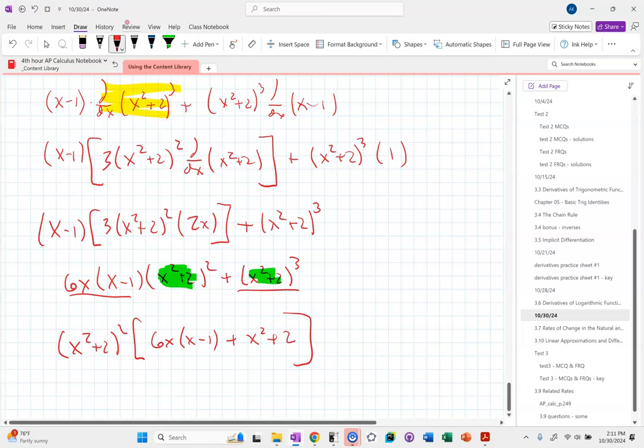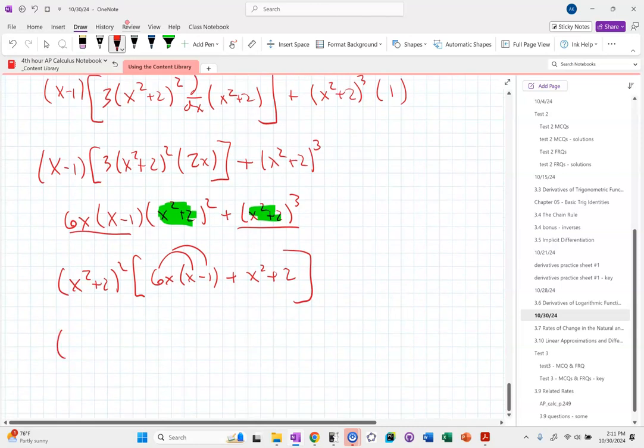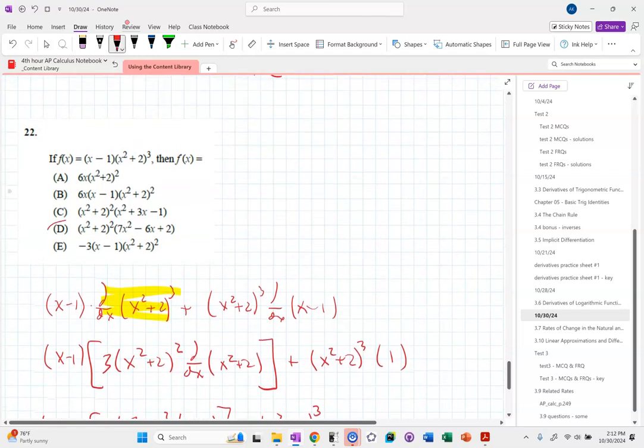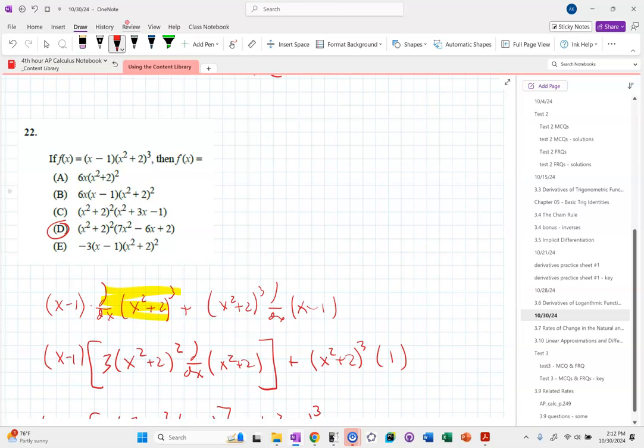You see that? And then I can just distribute some stuff through and combine some like terms. So I have 6x squared plus x squared is 7x squared, and then negative 6x plus 2. Is that any of my options? Oh, good, it is. I was hoping I didn't have to factor again. I hate those ones where there's a leading coefficient.